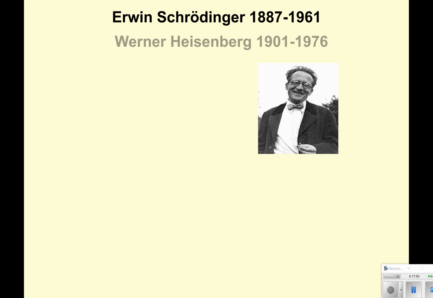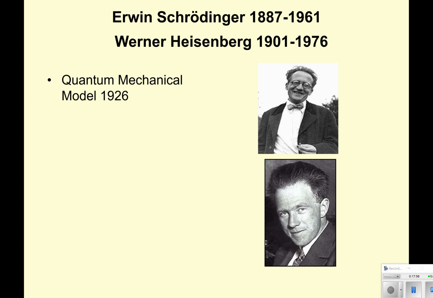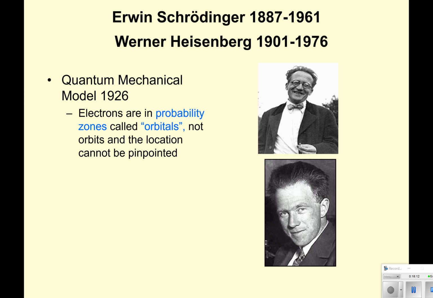Now coming on to our most current model, Erwin Schrödinger and Werner Heisenberg, again in the 1900s, came up with the quantum model, along with several other scientists, Max Planck, Wolfgang Pauli, among others, who also contributed to this quantum mechanical model, which was developed in 1926. And it said that electrons are in probability zones, which we call orbitals, not in orbits around the nucleus, and we can't pinpoint the exact location.